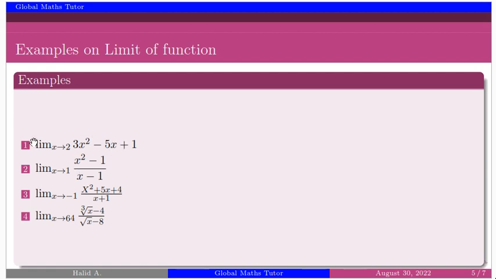The first function is simply a polynomial function, so we check by substituting 2. If it is a polynomial, simply substitute it. So 3 times 2 squared minus 5 times 2 plus 1 will be its answer. So this gives 3. So the limit is the same as the function at that value.